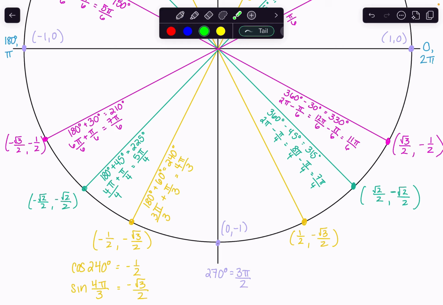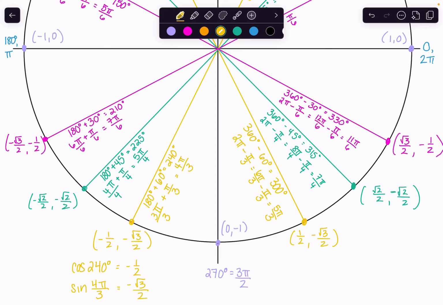And then last but not least, from 360, we go back 60 degrees, making this 300 degrees. Or from 2 pi, we go back pi over 3. Putting that with a 3 in the denominator is 6 pi over 3 minus pi over 3. So this special angle is 5 pi over 3.